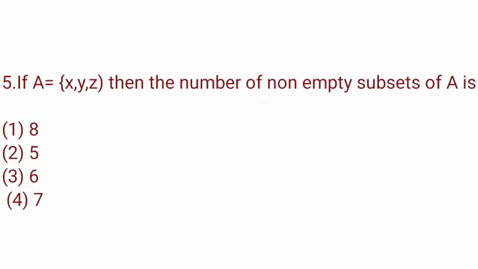Okay. Fifth one, if A equal to set of x, y, z, then the number of non-empty subsets of A is. First we find the number of subsets. Here what is n of A equal to? n of A, number of elements, that is 3. What is the number of subsets formula? 2 power m. So m equal to 3. We substitute 2 power 3, that equals 2 into 2 into 2. What is the answer? 2 into 2 into 2, that is 8.